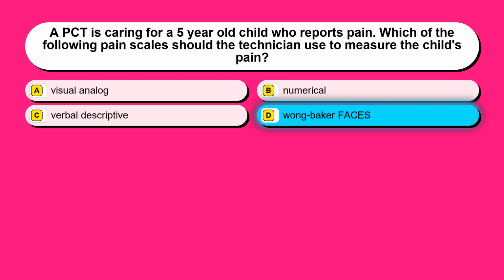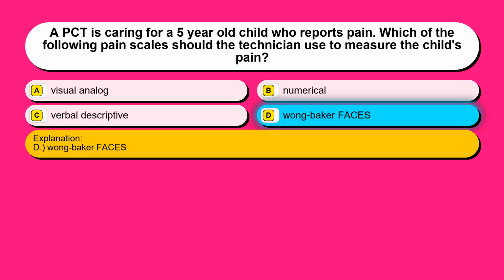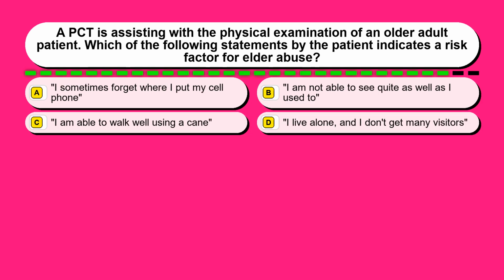The correct answer is option D, Wong-Baker faces. D, Wong-Baker faces. Question 28. A PCT is assisting with the physical examination of an older adult patient. Which of the following statements by the patient indicates a risk factor for elder abuse? Option A, I sometimes forget where I put my cell phone. Option B, I am not able to see quite as well as I used to. Option C, I am able to walk while using a cane. Option D, I live alone, and I don't get many visitors.